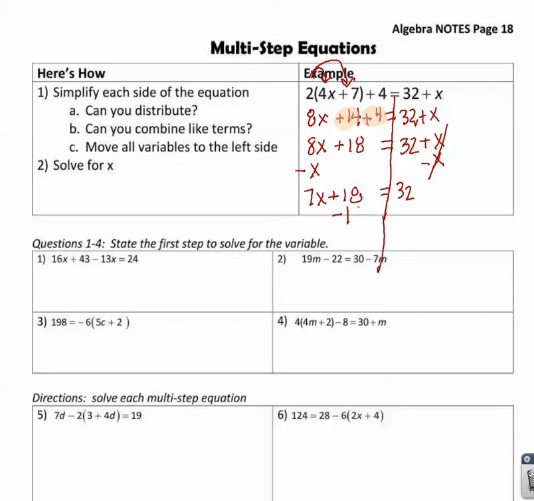So now I can subtract my 18 because that is the inverse operation from plus 18 to get 7x equals, and 32 minus 18 is 14. So now divide each side by 7 to get x equals 2. Circle your final answer. So you notice how my work is not everywhere. It is one line at a time, and it shows every step.